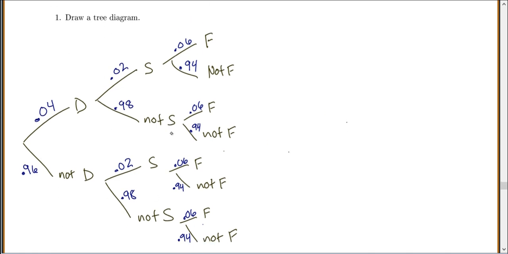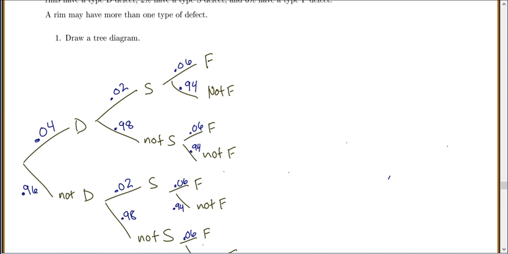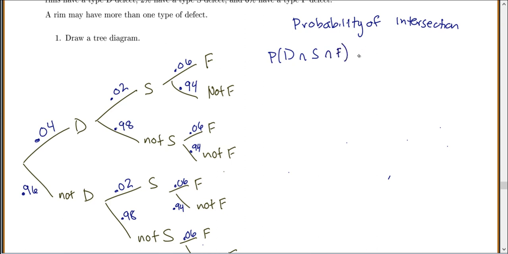Now, after you've done all of these, because these are usually conditional probabilities, or in this case they're independent, so you don't have to worry about the conditional probabilities, if you multiply along the branches, you always get the probability of the intersection. So at the end, we'll find the probability of each intersection by multiplying. Along this first branch, the probability of D and S and F would be, multiplying along the branches, 0.04 times 0.02 times 0.06.